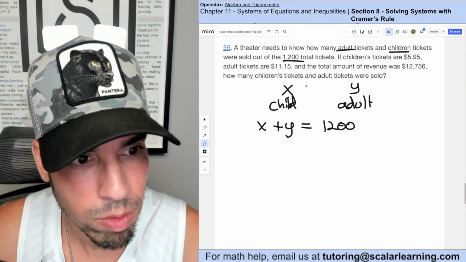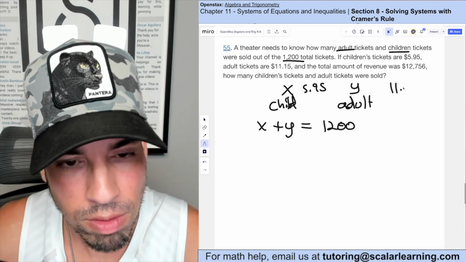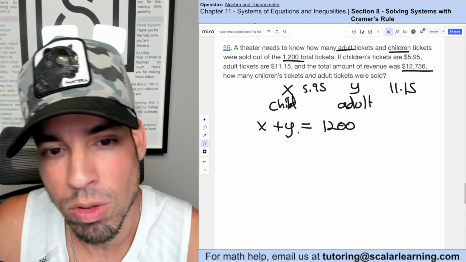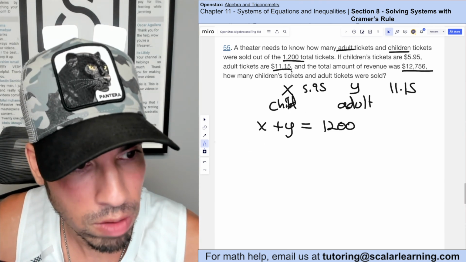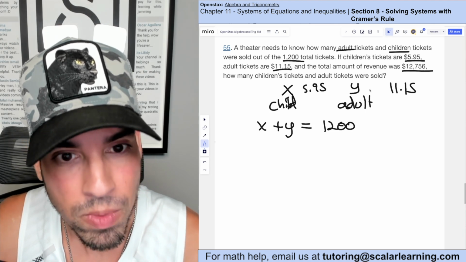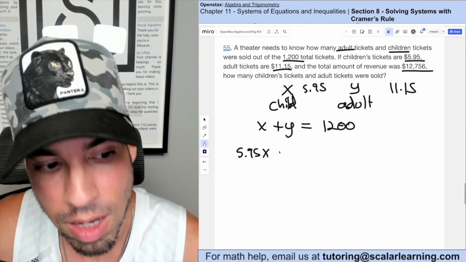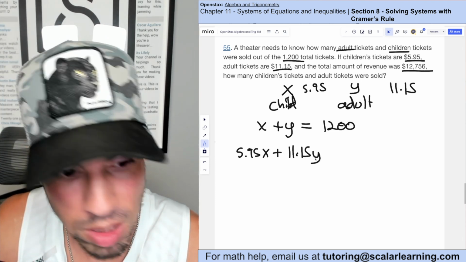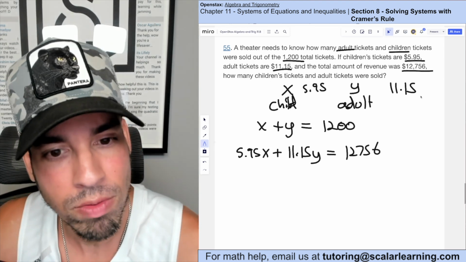Now it gives some more information. It says $5.95 per child ticket and $11.15 per adult ticket. Okay. And then it gives us a final amount of the revenue. How can we use this? Well, if I can create now an equation involving the revenue, and I can say $5.95 per every child ticket times the number of child tickets plus $11.15 per adult ticket times the number of adult tickets equals that total revenue. Now we got enough information to solve this.